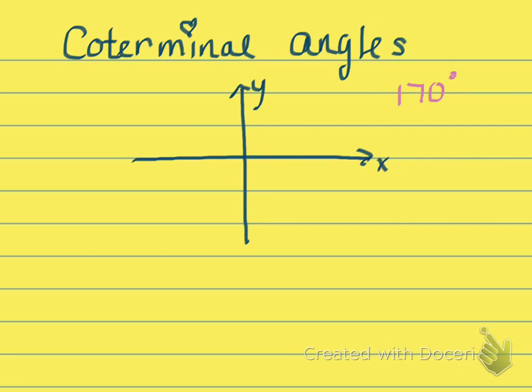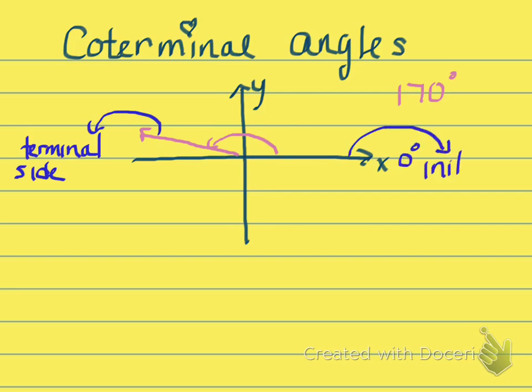First, you have to know how to create a standard position angle to begin with, so let's look at 170 degrees. We would start at the initial side, go counterclockwise, and we have to go past the 90, of course. You figure at 180 degrees, we're 10 less than that, so that's about the position. Remember, we're just approximating. That's the terminal side, and 0 was the initial side.